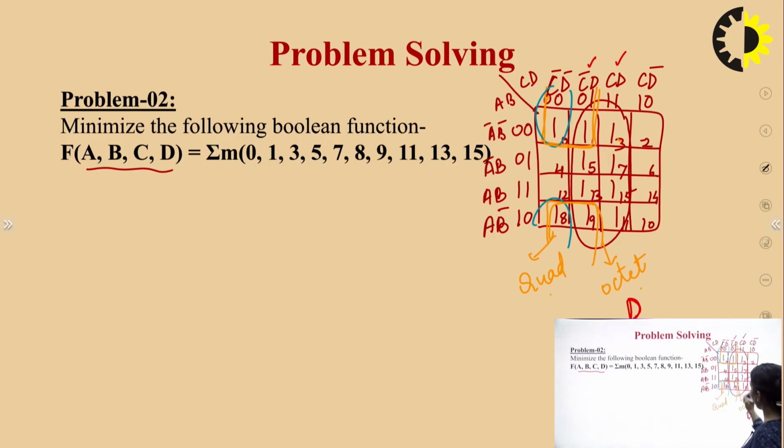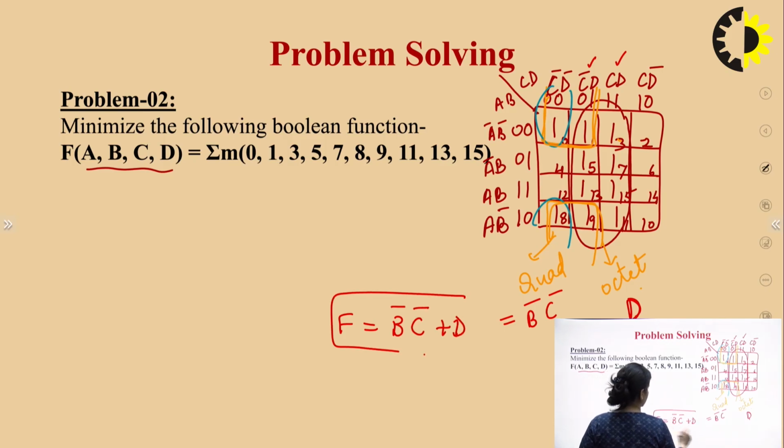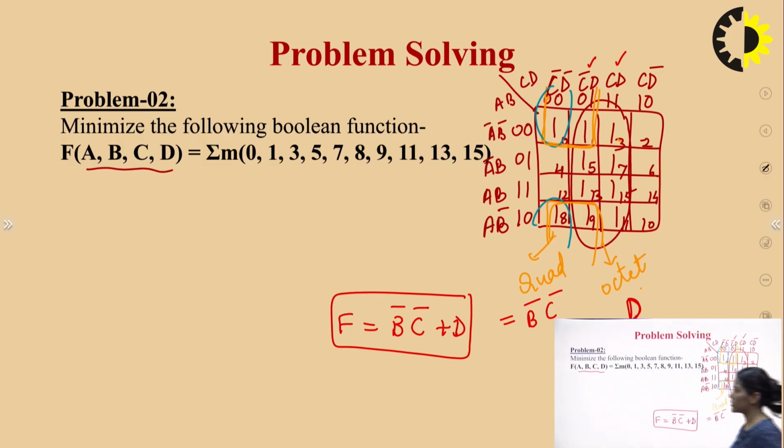Now for this quad, the expression for the quad is, we have to consider A bar B bar and A B bar. So the common is B bar, and from this C bar D bar and C bar D, the common is C bar. So the final expression is F equal to B bar C bar plus D. So this is the simplified expression for this Boolean function.